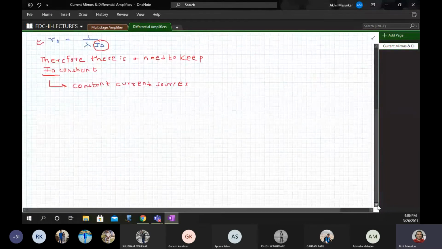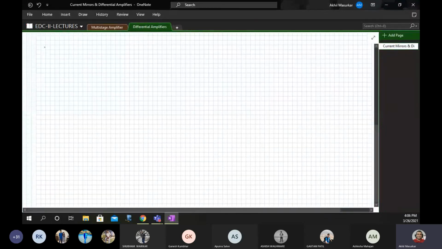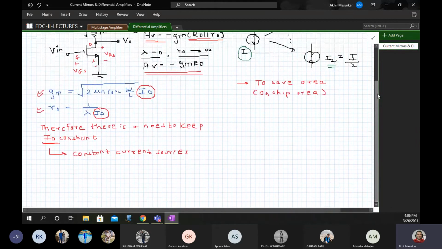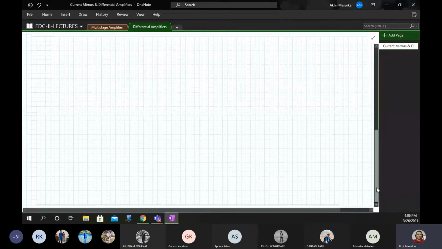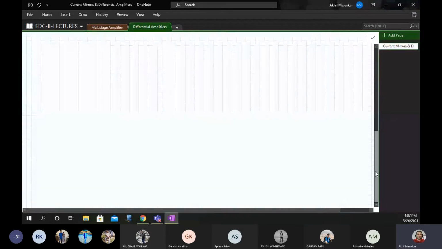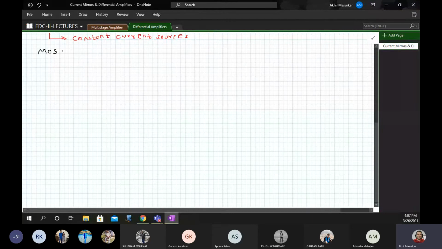Now let us see 2-3 small concepts before we go ahead. The first concept is going to be MOS resistance. If you are drawing this, it's fine, but what you need to write is this part, that is MOS resistance. So let's write that: MOS resistance.